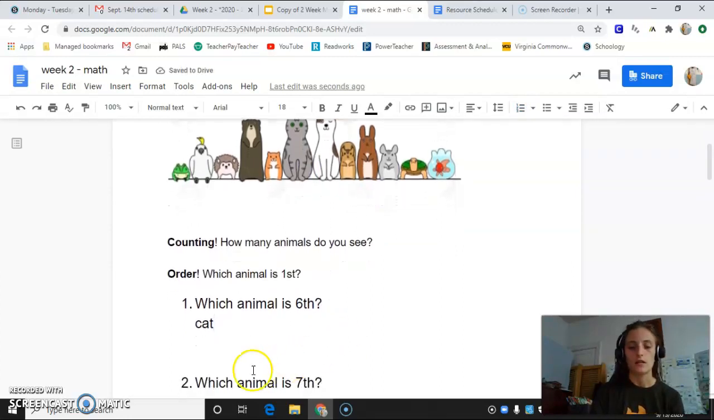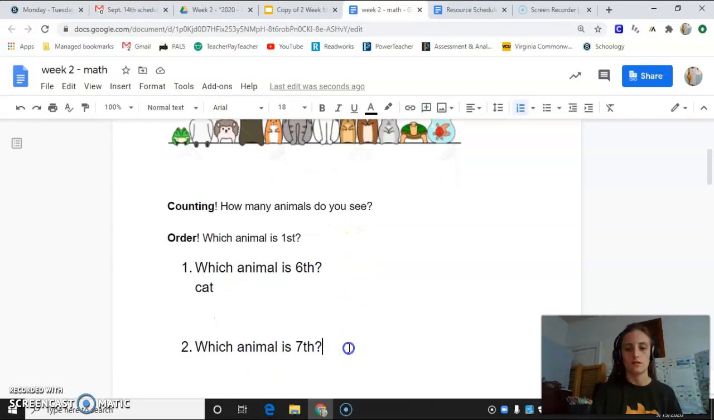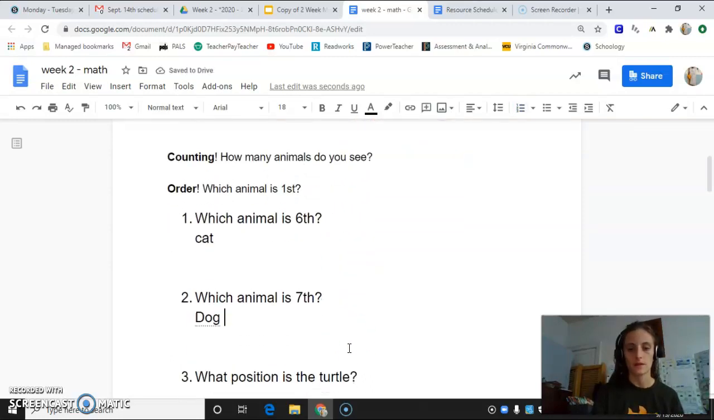So now you try. Which animal is seventh? Go ahead and count them. First, second, third, fourth, fifth, sixth, seventh. So if you said dog, you were correct.